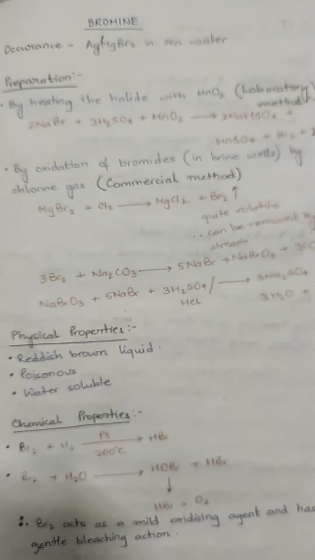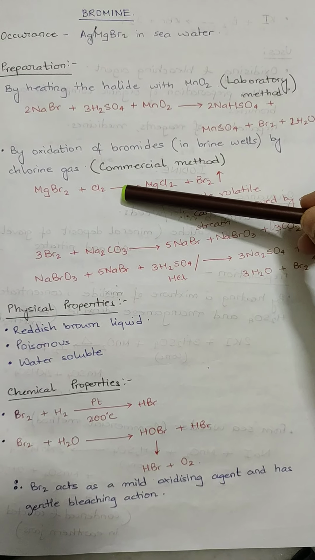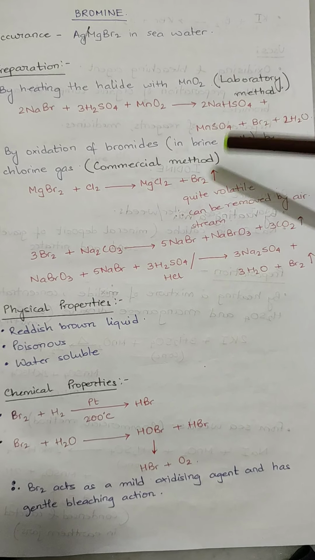Next is the commercial method of preparation, in which we see that bromides are oxidized by chlorine gas. That is, as you have seen in the previous reactions, the higher halogens are capable of oxidizing the lower halogens. So over here, chlorine being the higher halogen in the group, that is, its atomic number is quite less than that of bromine, it is capable of oxidizing Br minus to Br2 molecule.